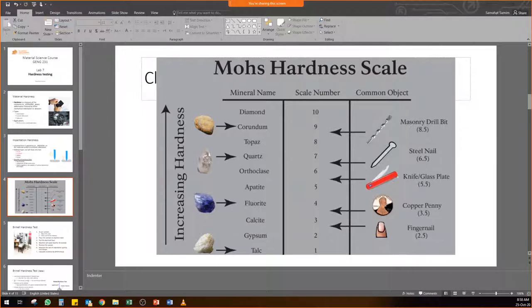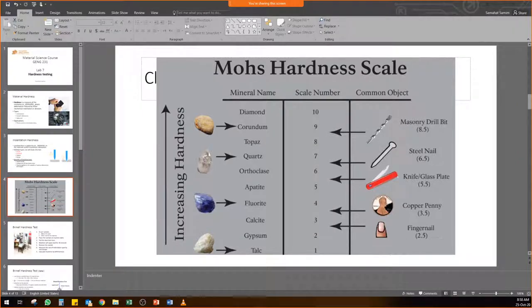And here there are different elements, maybe you know some of them. Quartz is a glass. Diamond, you can see, has a hardness number of 10, so it is on the top. If you want to cut anything, like a drill bit, nail, knife, penny, anything, you can use a diamond to cut it very easily because it is the hardest material we know as of now. Okay, so that's a good comparison scale.